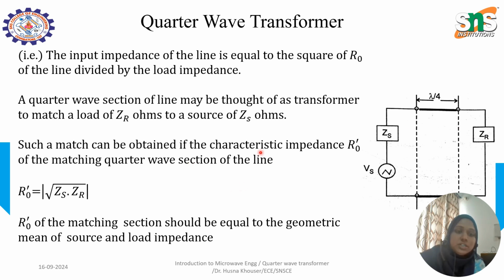This match can be obtained if the characteristic impedance R0, which I said is Z1, is the square root of ZS times ZR. R0 is the matching section. So this line is the matching circuit between ZS and ZR.